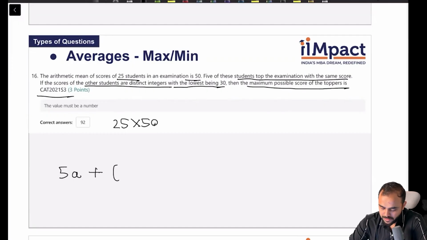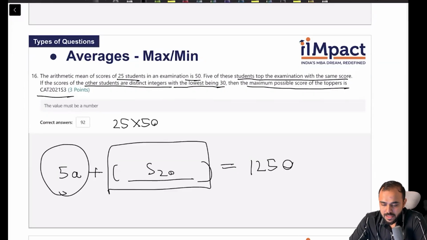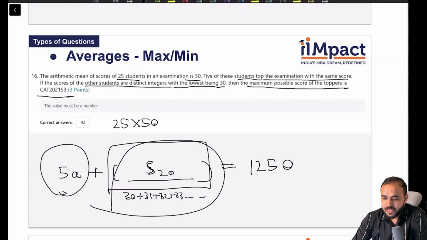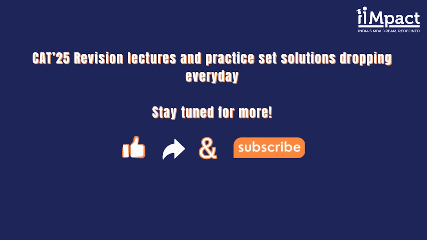So 5A plus the sum of these 20 students is going to be a fixed quantity, 1250. You want to maximize this, which means you want to minimize this. As the 20 can start from 30, the lowest values you will take are 31, 32, because they are distinct integers. So the lowest that you can take is from 30 to 49. So you will find the sum of 30 to 49 and you will get your 5A. 30 to 49 is going to be an AP, so you can use the AP formula: 20 by 2 into 49 plus 30, that is 79, which will give you the value of A as 92. This is again a typical max-min question for average.